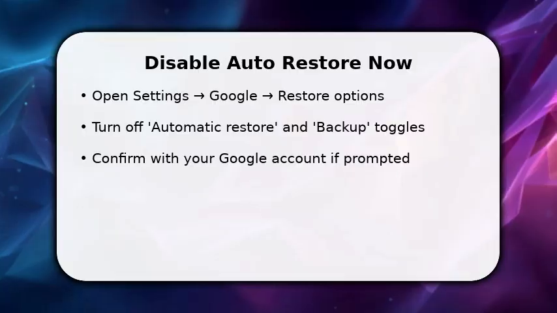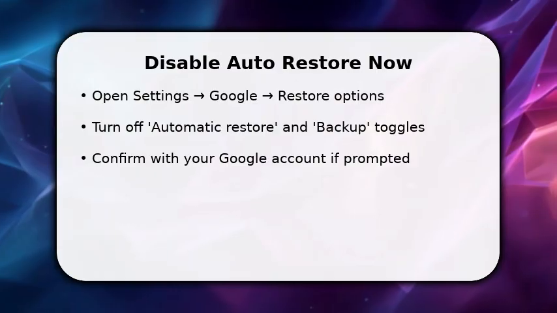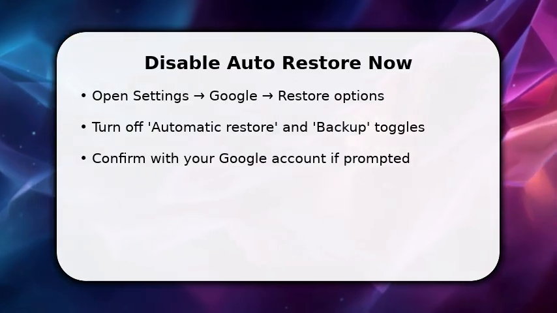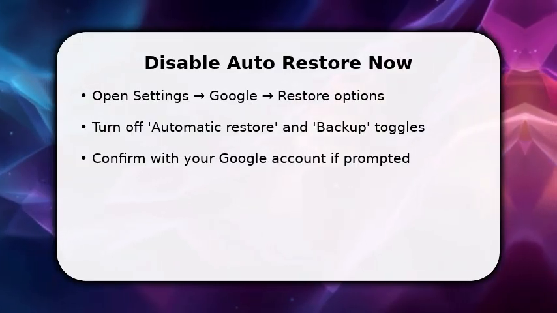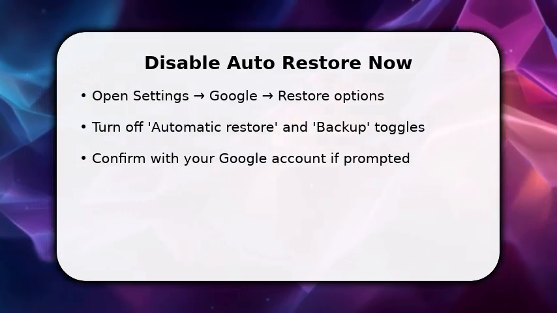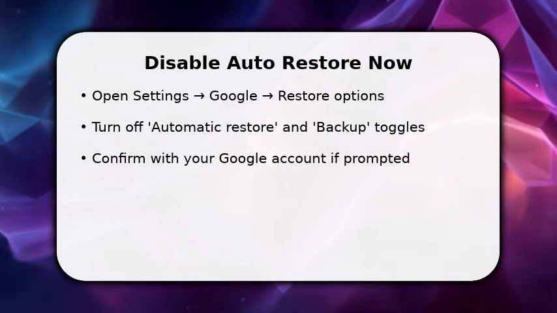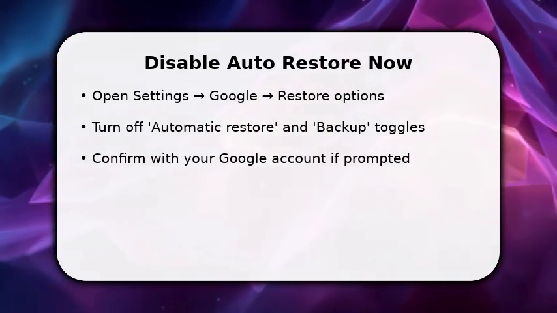Enjoy the video. You start by stopping the automatic pull from the cloud. Open Settings and go straight to Google, then Backup or Restore options. Toggle off Automatic Restore and Backup. This prevents newly installed apps or reinstalls from pulling photos back.